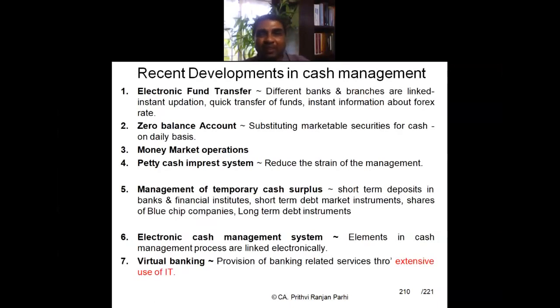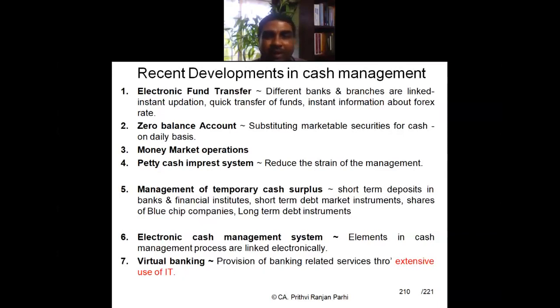There are many recent developments in cash management, like electronic fund transfer. You know that money can be transferred electronically through e-banking. Zero balance account: accounts can be opened with different banks or different branches, and every day the bank balance will automatically be turned to zero. That means the final balance will be automatically transferred to the head office, and in the treasury office the funds can be managed in a better way. So all branch office balances can be automatically transferred to the head office by the end of the day. This is called the zero balance account.